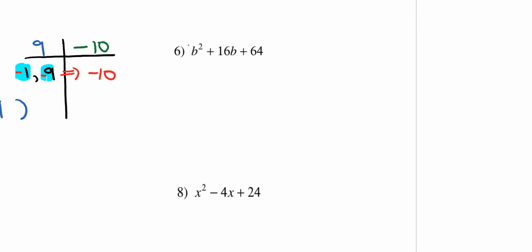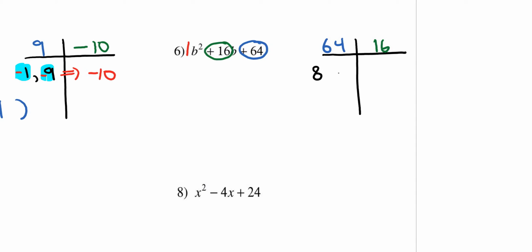Question number 6. Once again, there's a leading coefficient of 1 here, so we will set up a t-table. I need two numbers that multiply to 64, and those two numbers need to add to 16. This one's not too bad because 8 times 8 gives you 64, and 8 plus 8 gives you 16. So then we separate brackets, a b here and a b there because the leading coefficient is 1, and then our numbers are 8 and 8, so plus 8 plus 8.